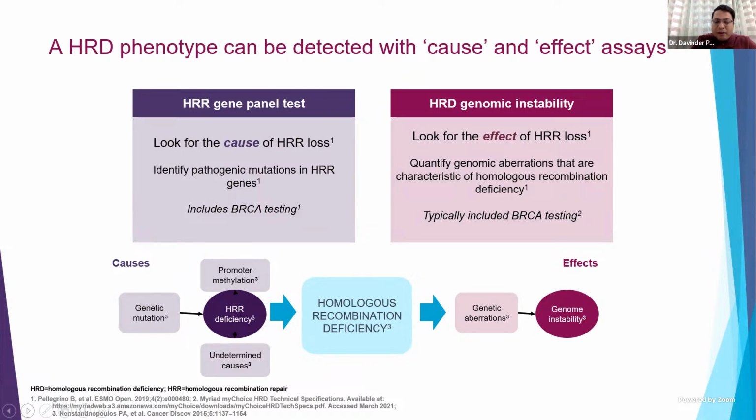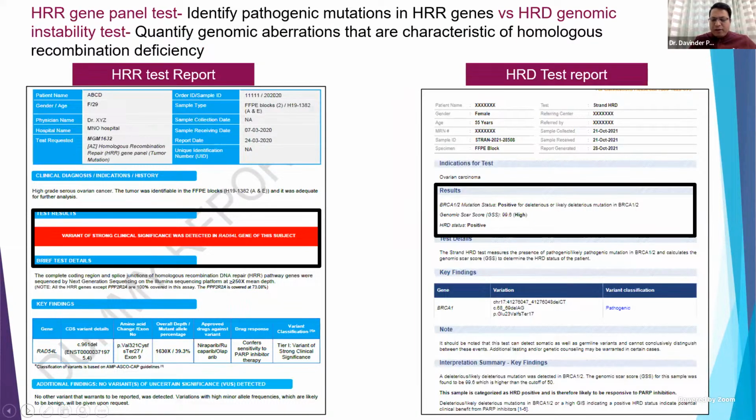So there may be other factors like promoter methylation, undetermined causes, other genetic mutations. So these all lead to a phenotypic genetic aberration, which leads to genetic instability, and that is all incorporated in the HRD. So HRR looks at the cause of HRR loss, whereas the HRD looks for the effect of the HRR loss, and therefore HRD is the standard which we should all follow. Next slide. So I'll be skipping through the slides because of scarcity of time.